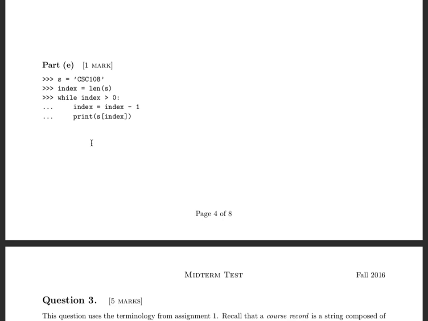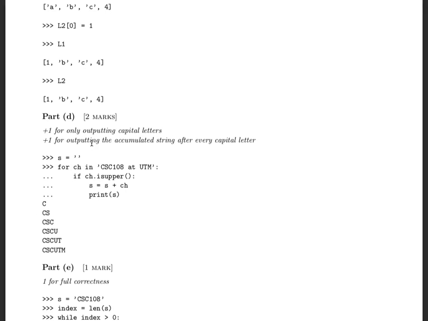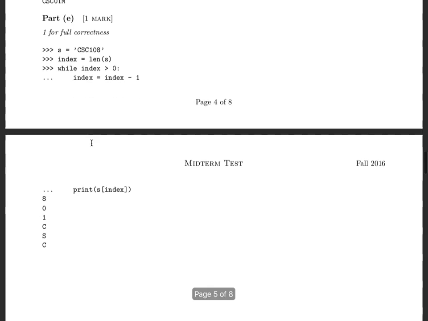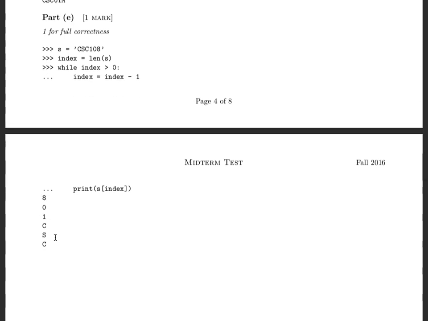Because if index is 1, it's greater than 0, then it goes down to 0. Wait, he's right. So this will print the last one because the last thing index is allowed to be is 1, and the first thing we do to index is decrement it by 1. So indeed, we do have 0. So this will print all the characters backwards on new lines, all of them. Yes, there we go.